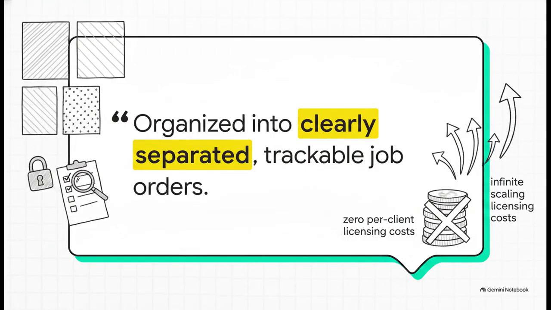To make this super concrete, our source material highlighted a real-world scenario of a small recruiting agency managing multiple clients. Before OpenCATS, they were totally drowning in shared spreadsheets, just a nightmare. After adopting it, they transitioned to beautifully separated, highly trackable job orders. And because OpenCATS has zero per client licensing costs, this particular agency could scale their client base infinitely without their software expenses going up a single solitary cent.